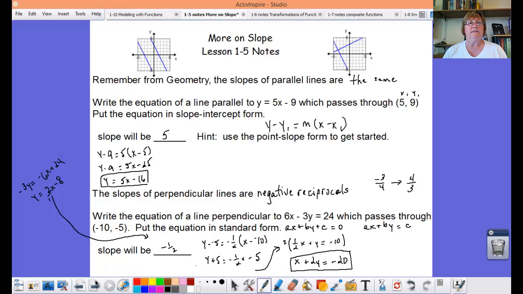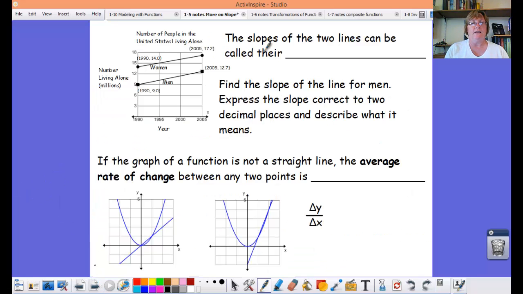Very good. The next topic in our lesson is really about average rate of change. All of the examples that follow are related to slope, because really slope is the rate of change of 2 points, or the rate of change between 2 points. So the slopes of these two lines, since they're talking about the growth of number of people who live alone over a time span, will give us the average change in the number of people who live alone per year, or the average rate of change.